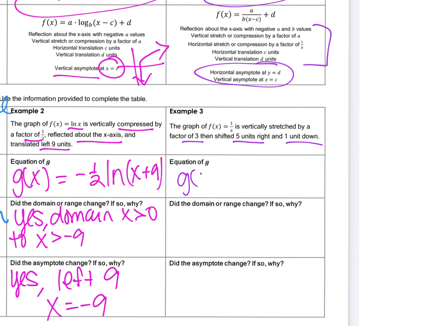So for my function g, if it's a vertical stretch, that goes in the numerator. So instead of a 1, I'm going to have a 3. And then it shifted 5 units to the right, so that would be x minus 5 in the denominator. With your x, you need to put x minus 5. And then down 1 would be minus 1.